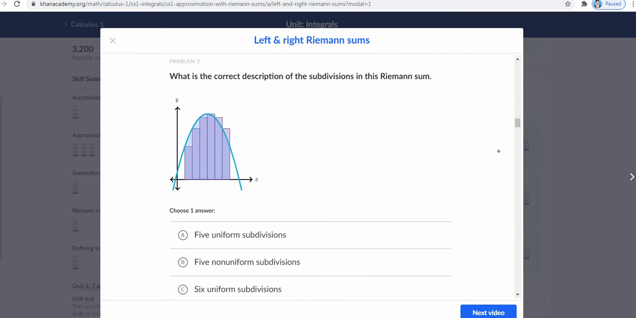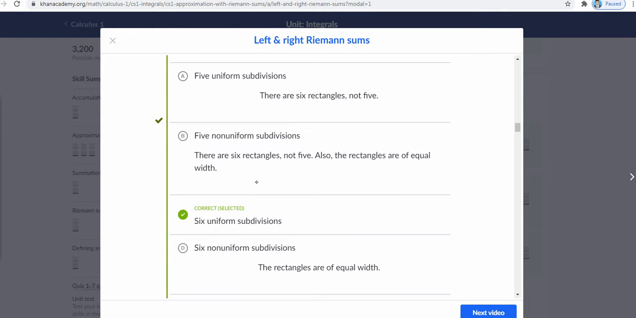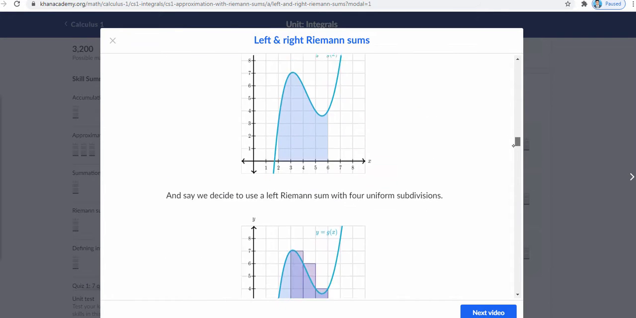Alright, so in this question it says, what is the correct description of the subdivision in this Riemann sum? We can see over here there are 1, 2, 3, 4, 5, 6 uniform rectangles. So 5 uniform subdivisions, no. 5 non-uniform subdivisions, no. 6 uniform subdivisions, yes. As you can see, these divisions, these rectangles, are of uniform width. So it's option C. Let's check the answer, and that's correct. Now let's move to the next one.